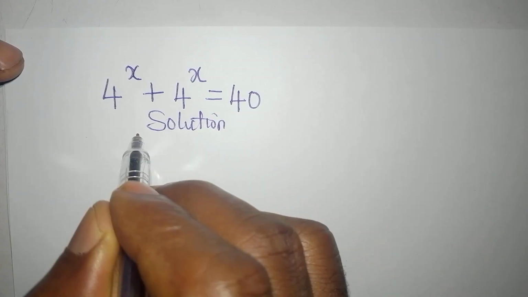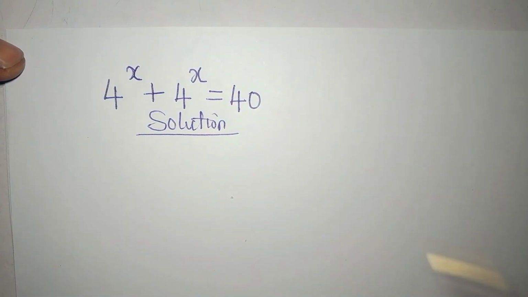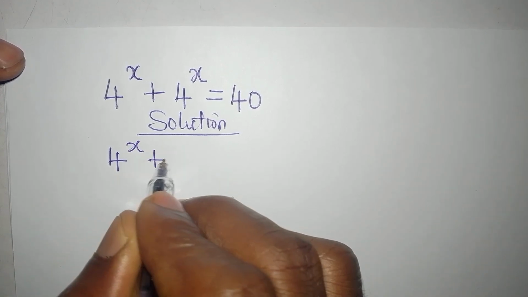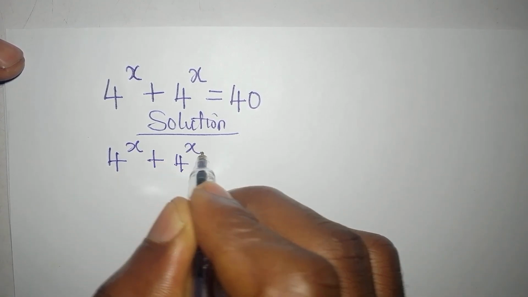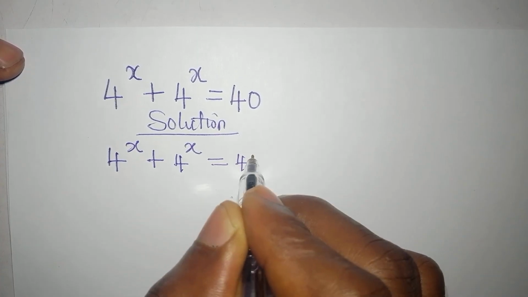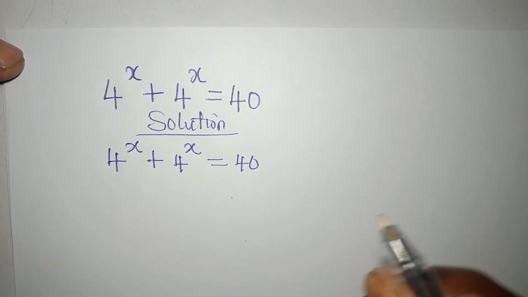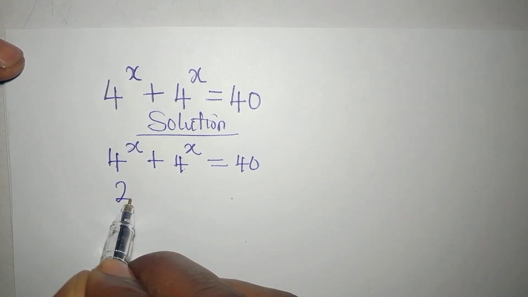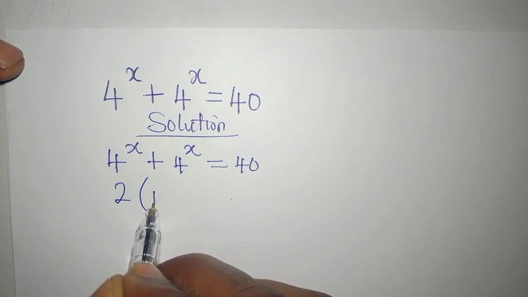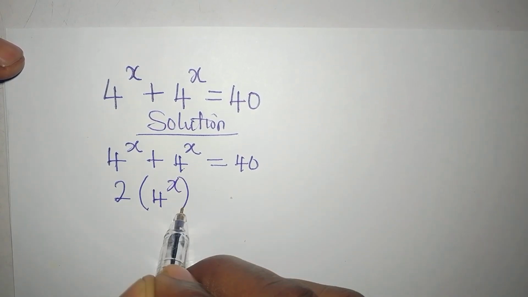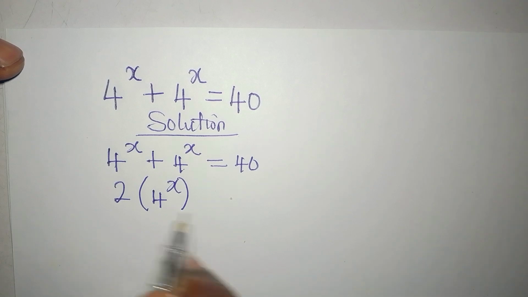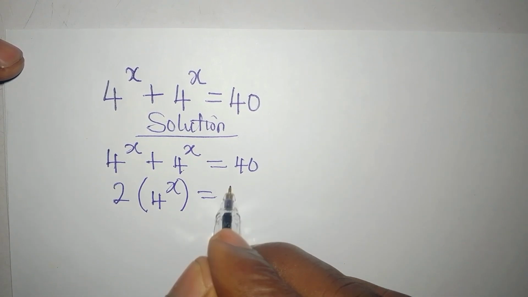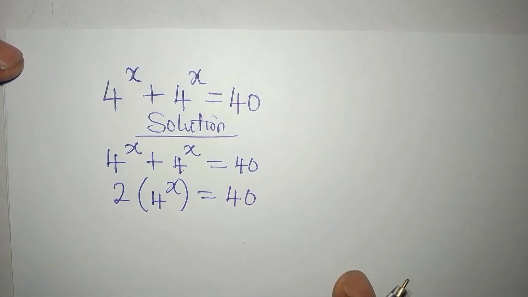Let's provide the solution to this very quickly. 4 to the power of x plus 4 to the power of x equals 40. Okay, we can add these two so that we'll have 2 multiplied by 4 to the power of x, just like saying 2 in 4 places. This is equal to 40, right?